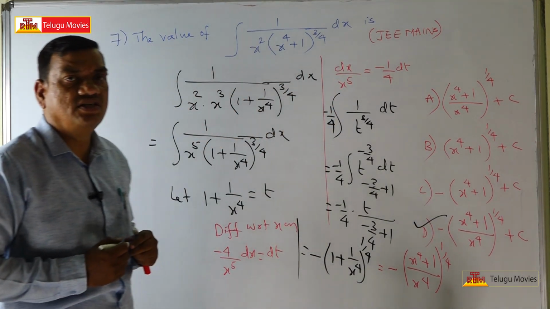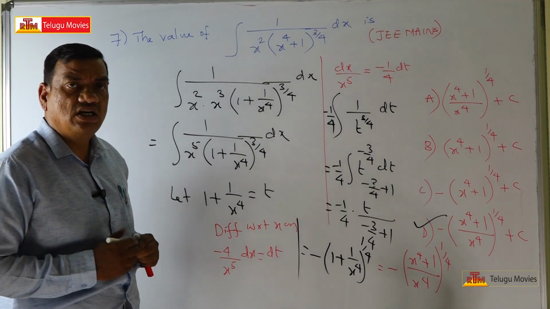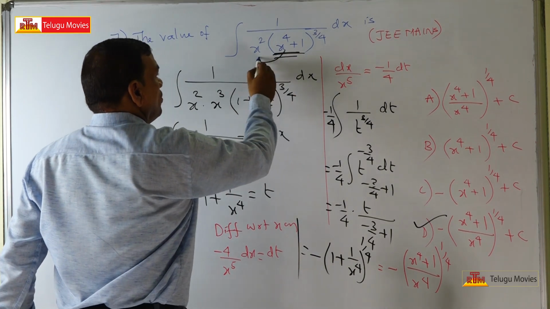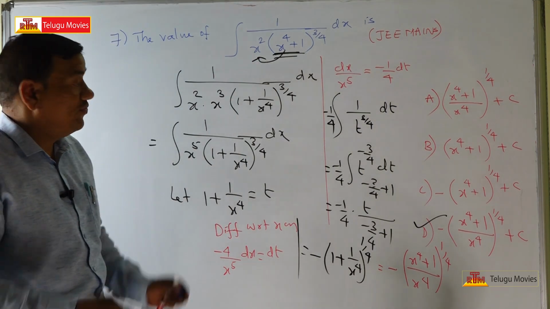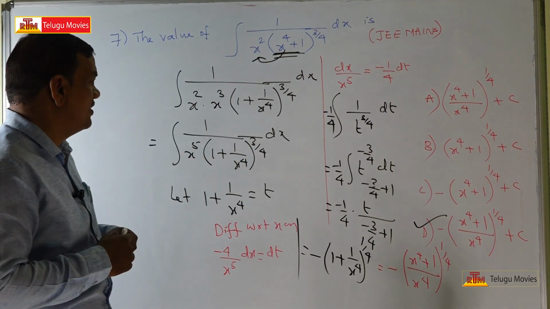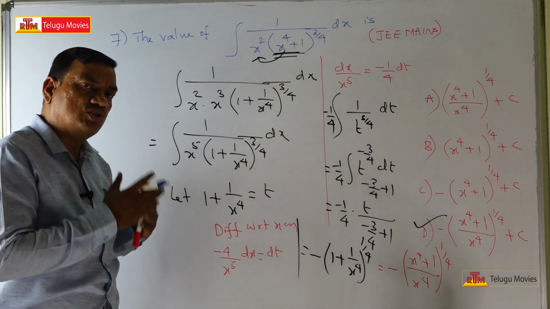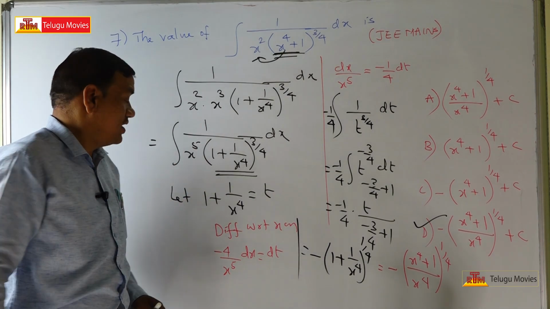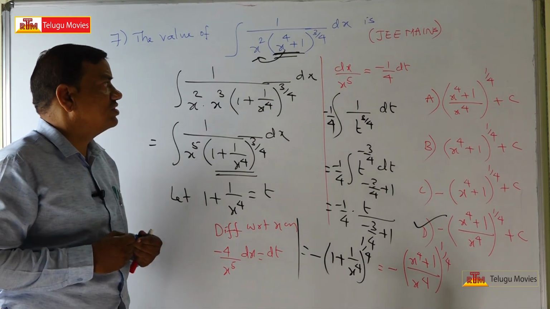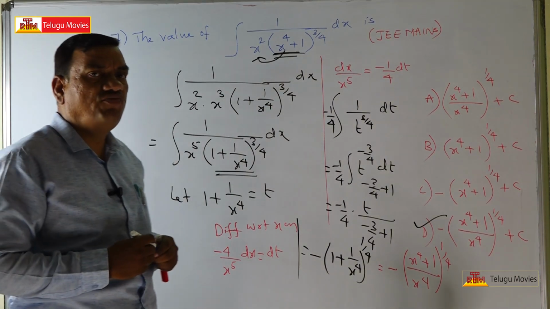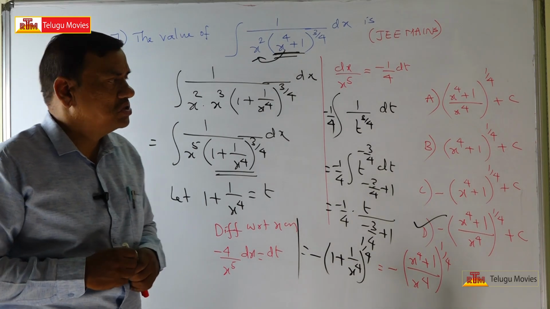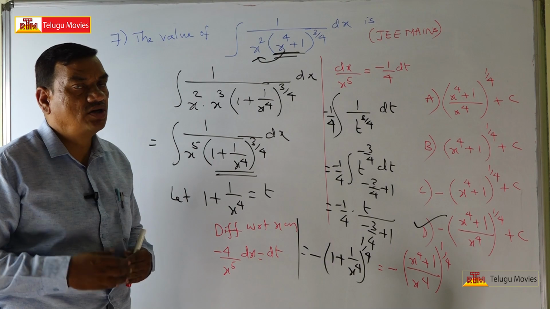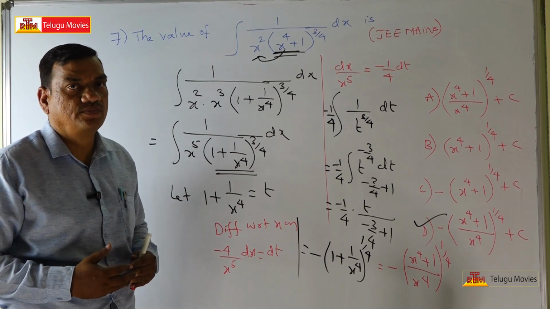So very easy. The only idea you have to get is taking x power 4 common outside. If you take x power 4 common outside, the solution will follow as it is. You can call this 1 plus 1 by x power 4 as t, so automatically the solution is there. It was asked in the 2015 JEE Mains examination. So, very easy solution. I hope you understand this solution. Let us go for the next problem.